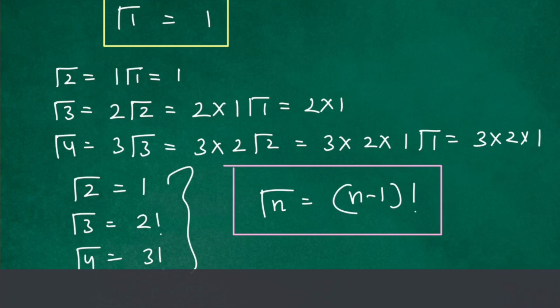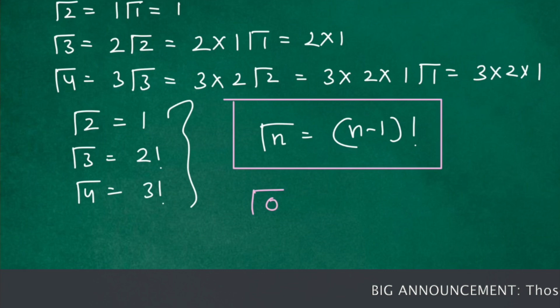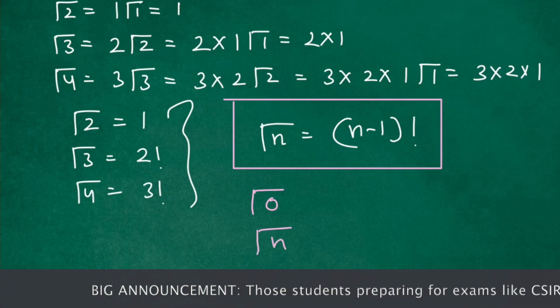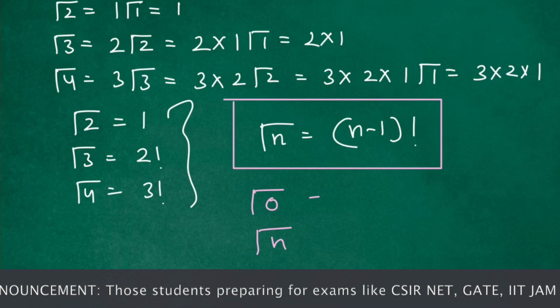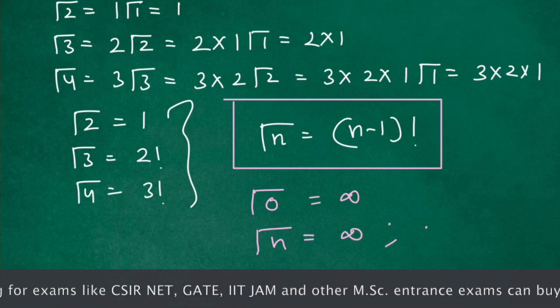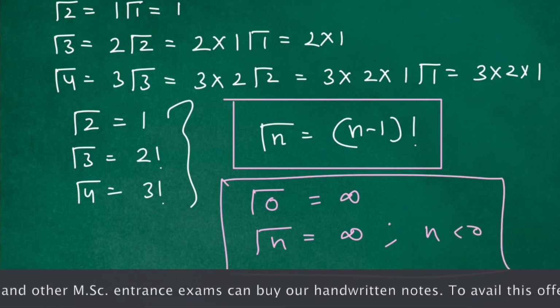And one more thing which is also very important: the value of gamma 0 and gamma n when n is negative. Gamma 0 will be infinity and gamma n will also be infinity, where n is negative. So these two values are also very important.